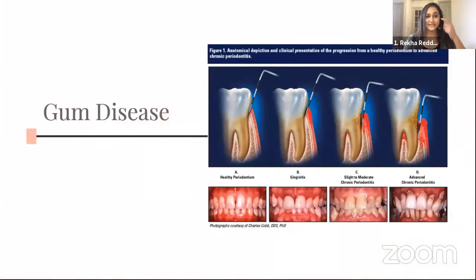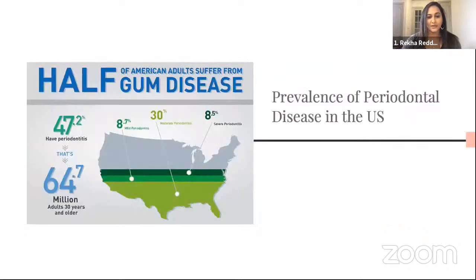So gum disease is officially known as periodontal disease or periodontitis. It is a chronic bacteria-induced inflammatory condition that affects the gum of the mouth. In more severe cases, it also affects the bone and the surrounding tissue around the teeth. If left untreated, these gum diseases can lead to tooth loss, and they've been associated with other systemic diseases, most notably diabetes and cardiovascular disease.